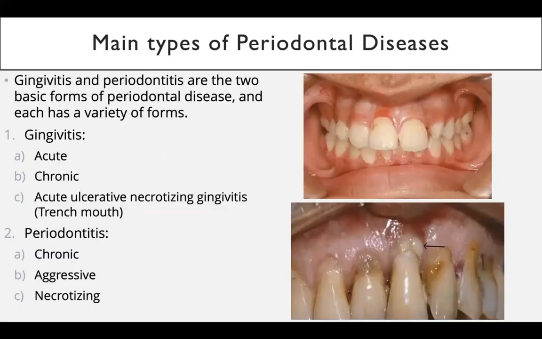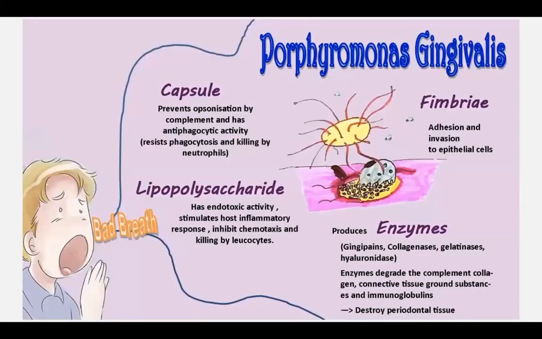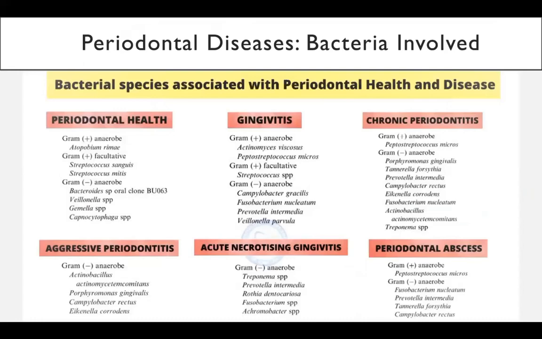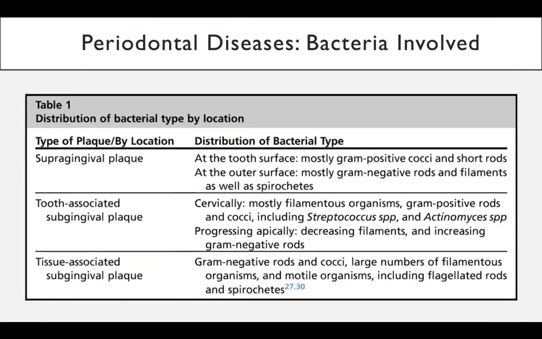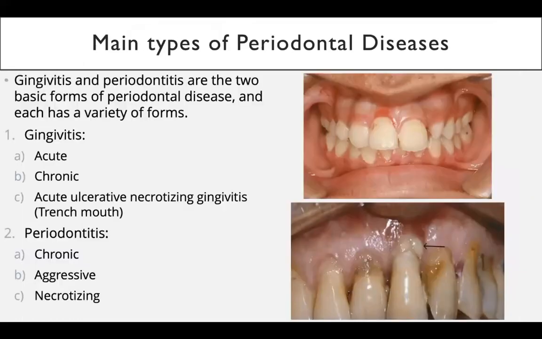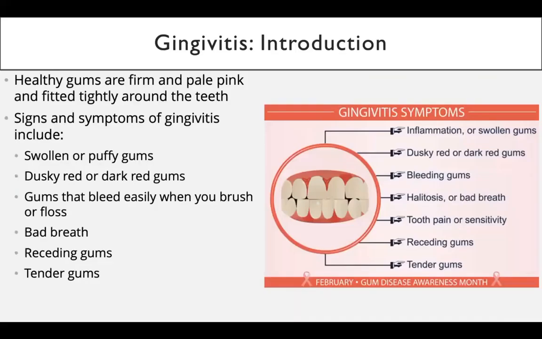So let's start with gingivitis, because now we have an overview of periodontal disease, the important bacteria involved, and the locations by plaque formation, how it is formed. First plaque is formed, then gingivitis, then periodontitis, and then aggressive or severe periodontitis. Now we know the two main types of periodontal disease, gingivitis and periodontitis. Now we go to gingivitis. What is gingivitis?